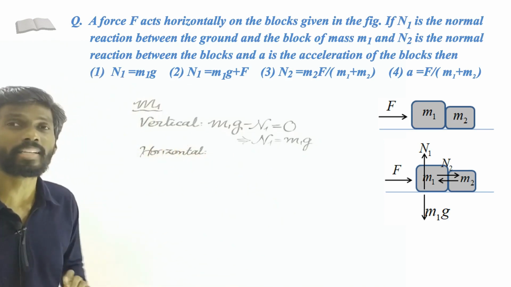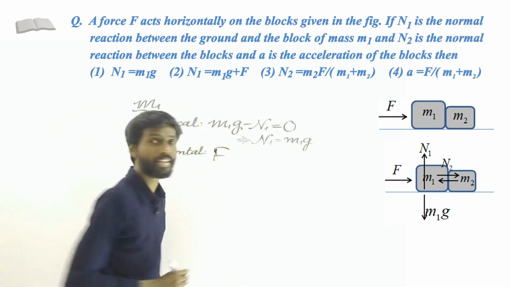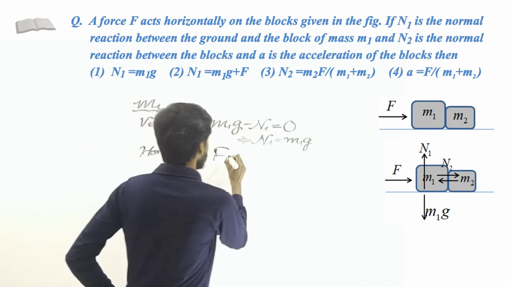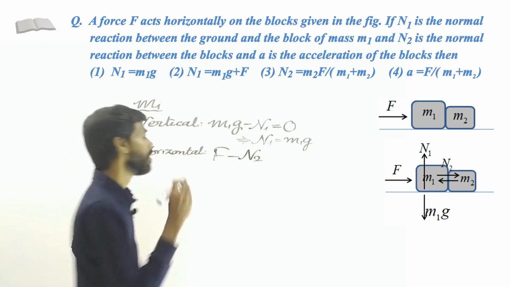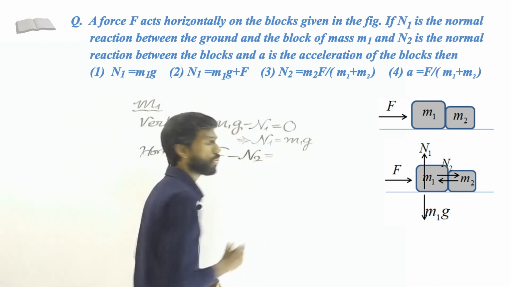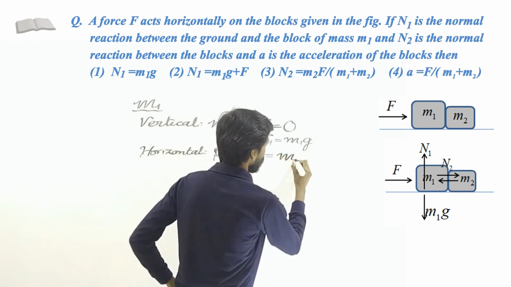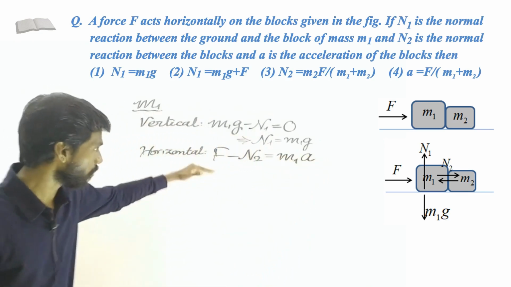So what are the forces acting on M1 in the horizontal direction? One is the force F itself, and then the normal reaction due to the other block in the opposite direction. So that is N2. The total force in the horizontal direction must be equal to, by Newton's second law, mass times the acceleration. So the mass of the object is M1 multiplied by the acceleration. So F minus N2 equals M1 A. This is the horizontal direction.